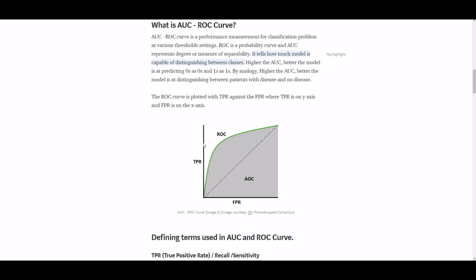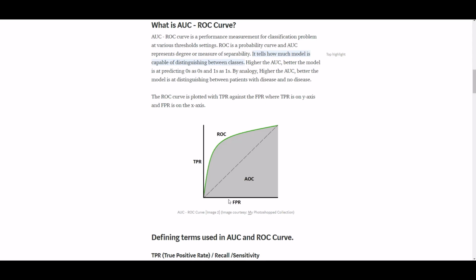And then on the x-axis, you have the false positive rate. The false positive rate is essentially just the false positives divided by the false positives plus the true negatives. And this can also be calculated for different thresholds on the x-axis for false positive rate, using this equation I just mentioned.